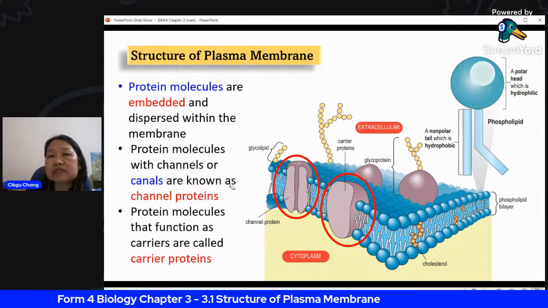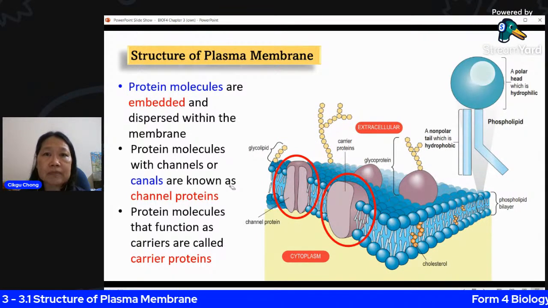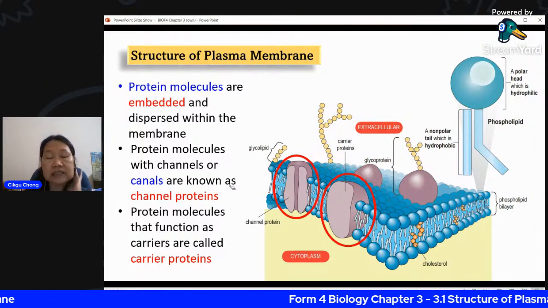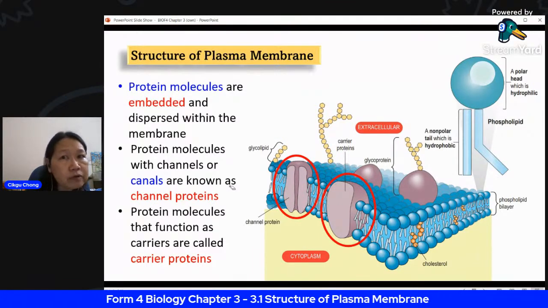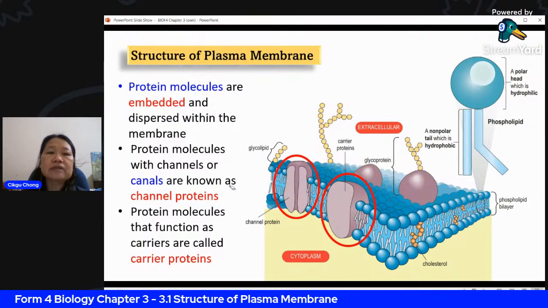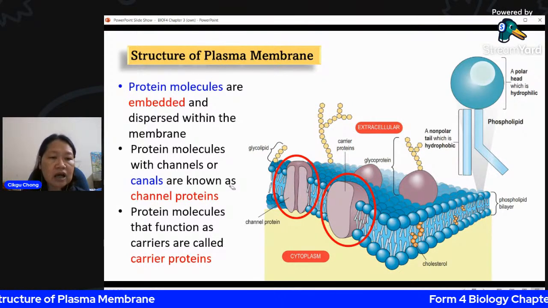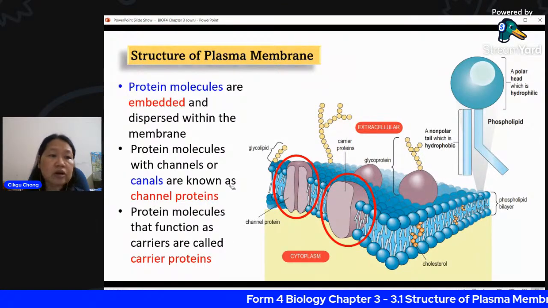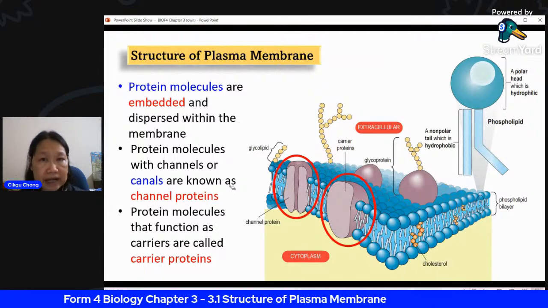In the earlier syllabus, KBSM, we used pore protein. But now in your new syllabus, KSSM, they use channel protein. So anytime you see the word pore protein or channel protein, they are referring to the same thing. It's just that they changed the term. So these carrier proteins or channel proteins, we also call transport proteins. They are embedded inside the phospholipid bilayer.